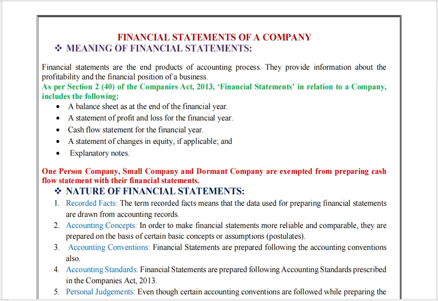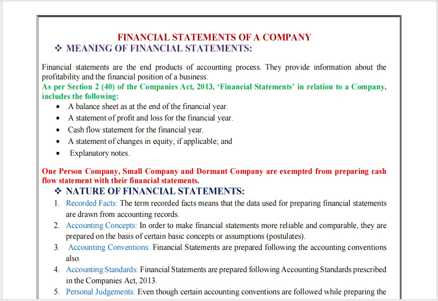And as you all know, we have been studying since 11th standard that financial statements are what? These are the end product of the accounting process. What comes at the end? Basically interpretation and communication. But interpretation and communication of what? The interpretation and communication of financial statements. So financial statements actually provide the information about the profitability and the financial position of the business. These statements are known as financial statements.